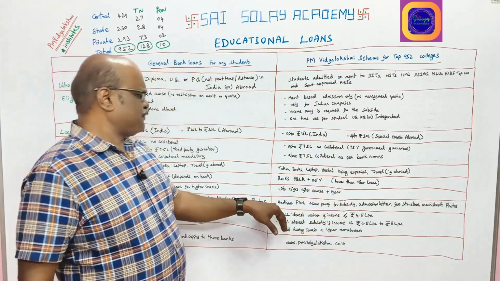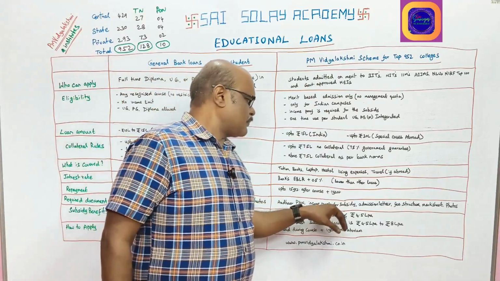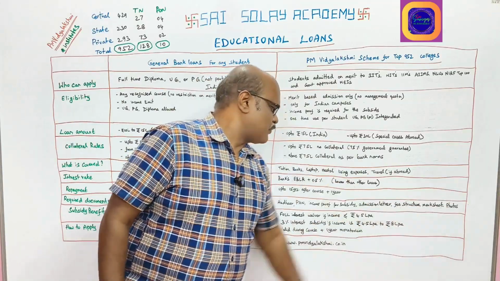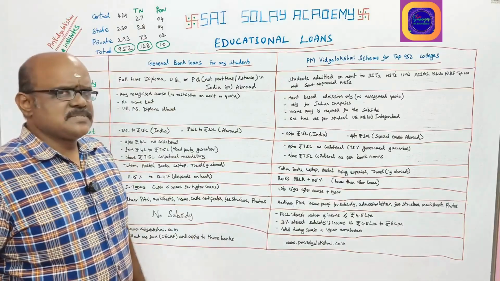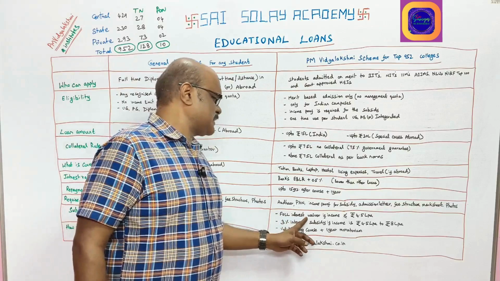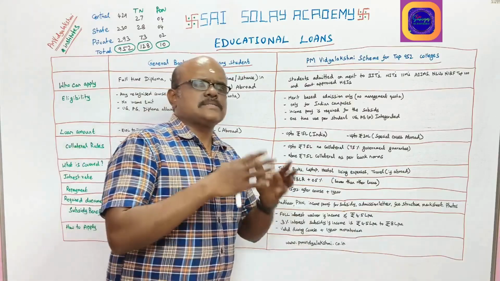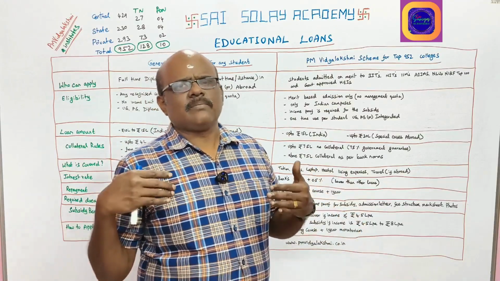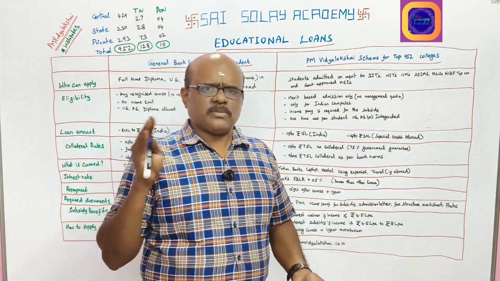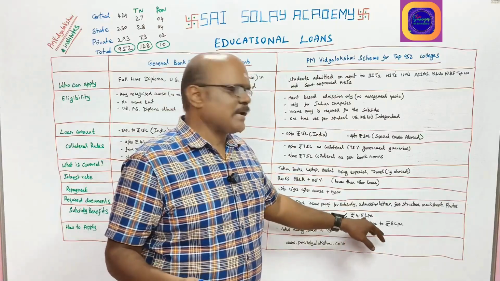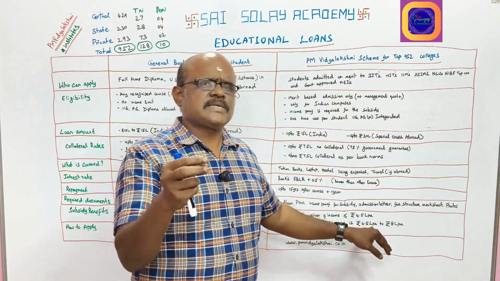So next, the documents needed are Aadhaar, PAN, income proof for subsidy, admission letter, fee structure, mark sheet, and photos. Coming to subsidy benefits, we have a full interest waiver if income is less than 4.5 lakhs per annum. That is, interest will not be charged on your loan amount if your family income is less than 4.5 lakhs per annum. That is the most important thing.